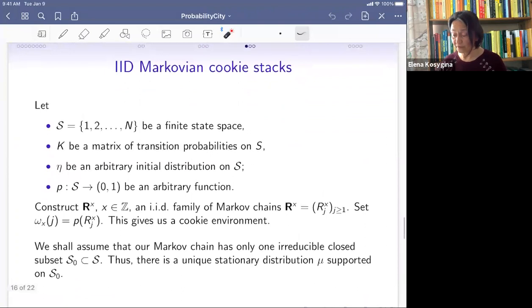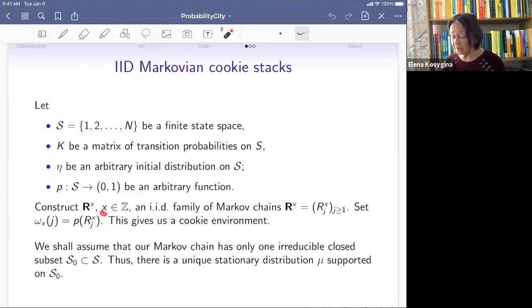So what is a Markovian situation? I take a finite state space, so finitely many states. K is a matrix of transition probabilities on this finite number of states. Eta will always be an arbitrary initial distribution on the state space. And p is a function which says, if I'm in this state, what is the probability to jump to the right? So it's an arbitrary function with values strictly between 0 and 1. So I assume uniform ellipticity here.